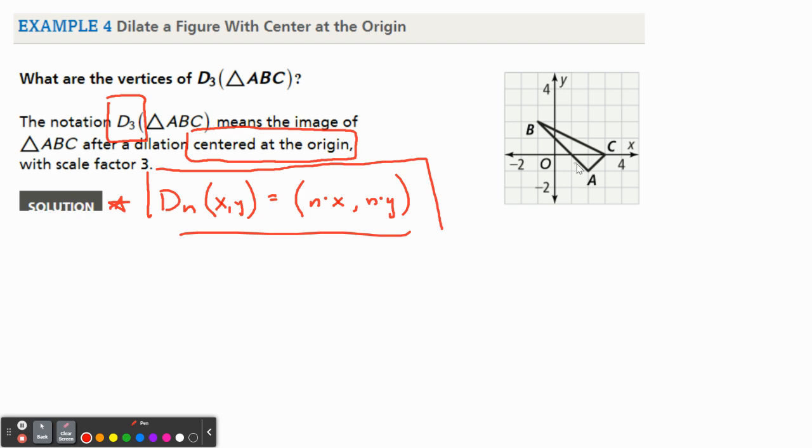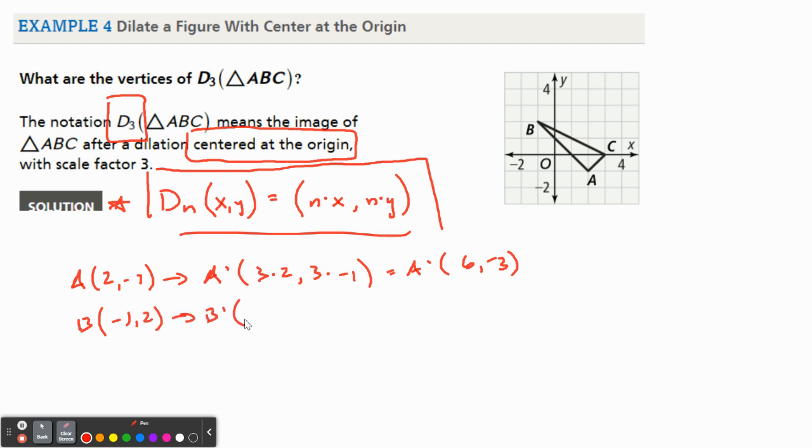So let's take a look at each set of coordinates. A is at (2, -1). If I want to find A prime, I'm going to take my scale factor of 3 and multiply by 2, and my scale factor of 3 and multiply by -1, which means that my A prime is going to be at (6, -3). B is at the coordinates (-1, 2). To find B prime, I'm going to take each of those coordinates and multiply by my scale factor of 3. So 3 times -1 and 3 times 2, which gives me the location of B prime at (-3, 6).